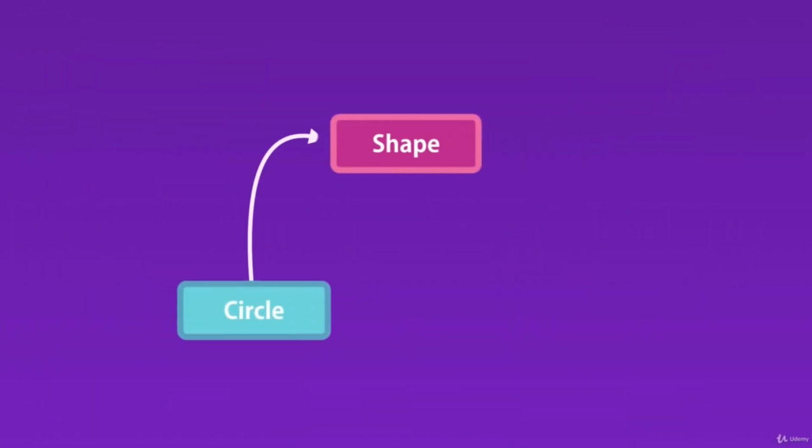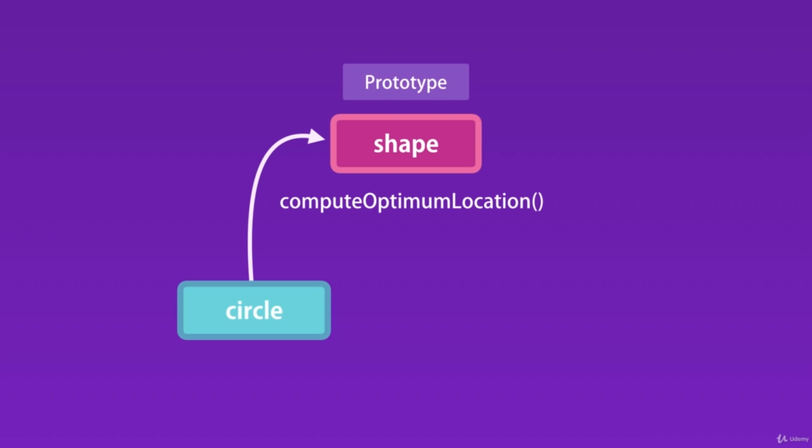So in the last lecture, we talked about the circle and shape classes. But in JavaScript, we don't have classes, we only have objects. So how can we implement inheritance only using objects? Well, here we have a circle object. We can define another object, let's call it shape, and add all the common behavior or all the common methods in this object, like compute optimum location. And then somehow we can link the circle object to the shape object. Now we refer to the shape object as the prototype of the circle.